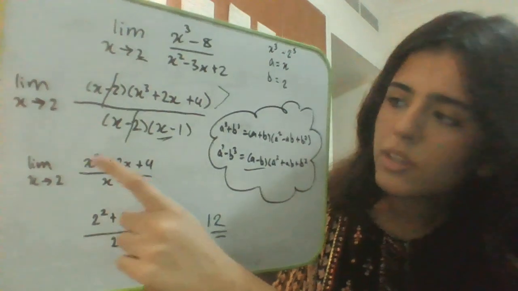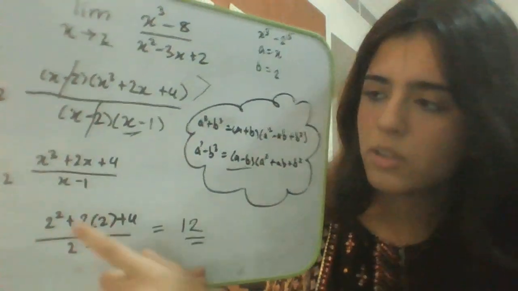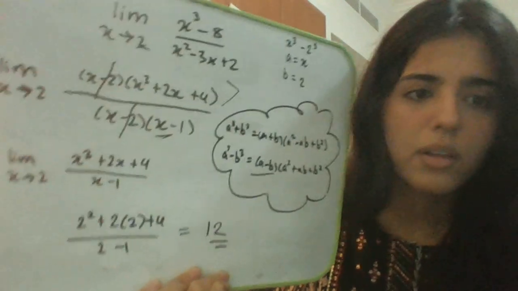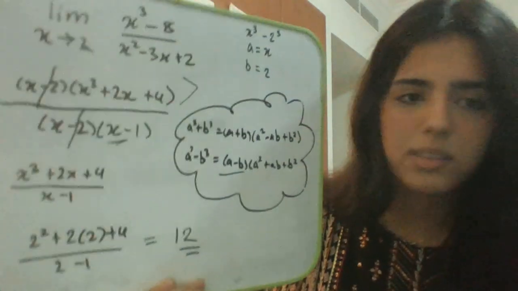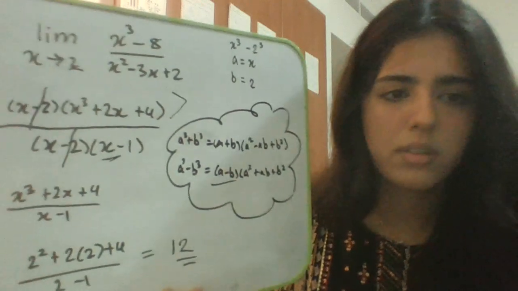Okay, guys, so here I got the equation after canceling the like terms and plugged in the 2. After plugging in the 2, I got the equation equal to 12. So that means this equation will have the limit of 12 when x is approaching 2. Okay, so that's our question solved.